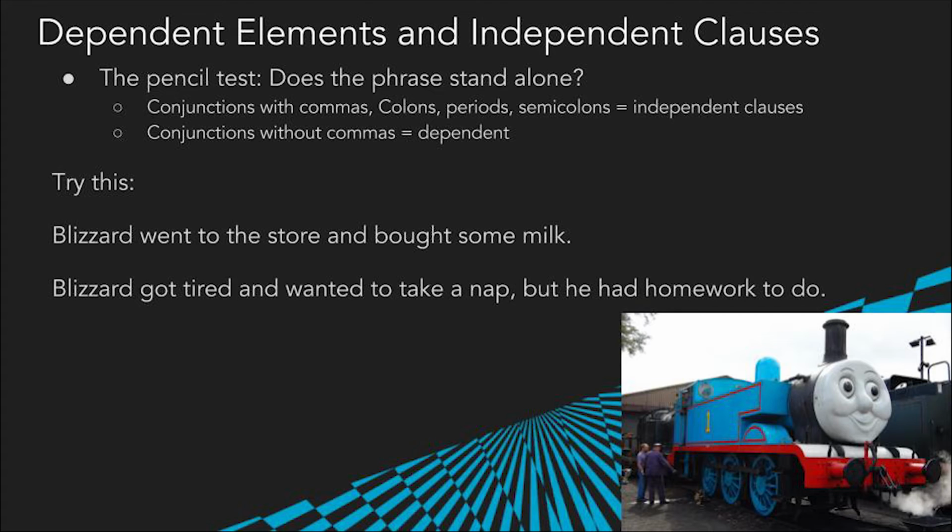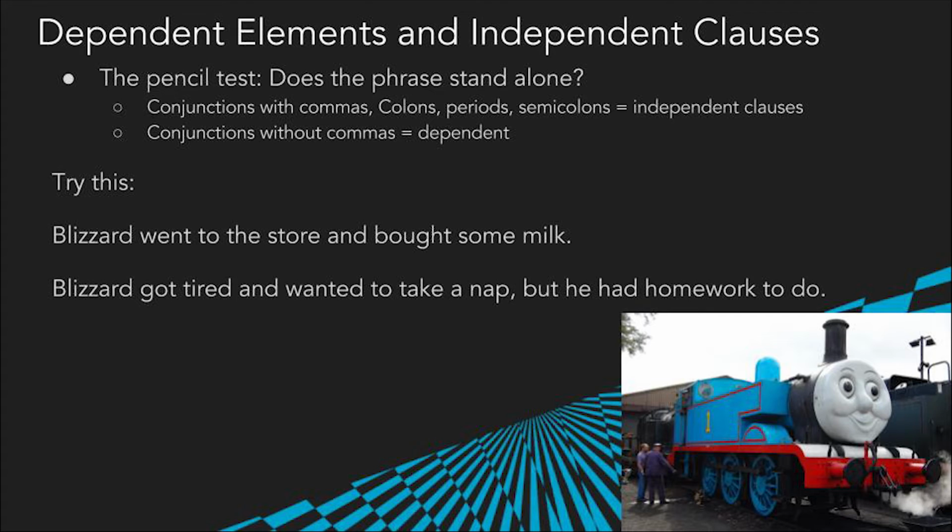Typically, you will see conjunctions with commas, colons, periods, and semicolons attached to independent clauses. Dependent clauses will usually be separated by commas, prepositions, or conjunctions without commas. Go ahead and try the pencil test out on these two examples in the middle of the slide. You can see in the first example that Blizzard went to the store is the independent clause. Bought some milk still conveys an idea, but it needs to be attached to something independent to make sense because it is lacking a subject.